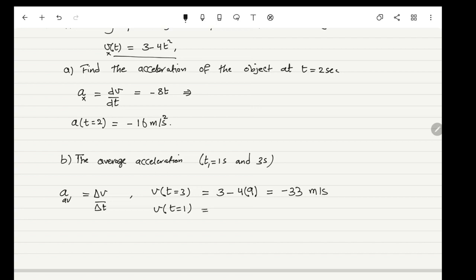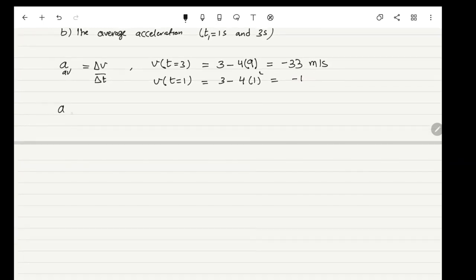And when t equal to 1, it's 3 minus 4 times 1 square, doesn't matter, equal to minus 1. So the average acceleration in this case here equals minus 33 plus 1 divided by 2 minus 1, which equals minus 32 meter per second square.